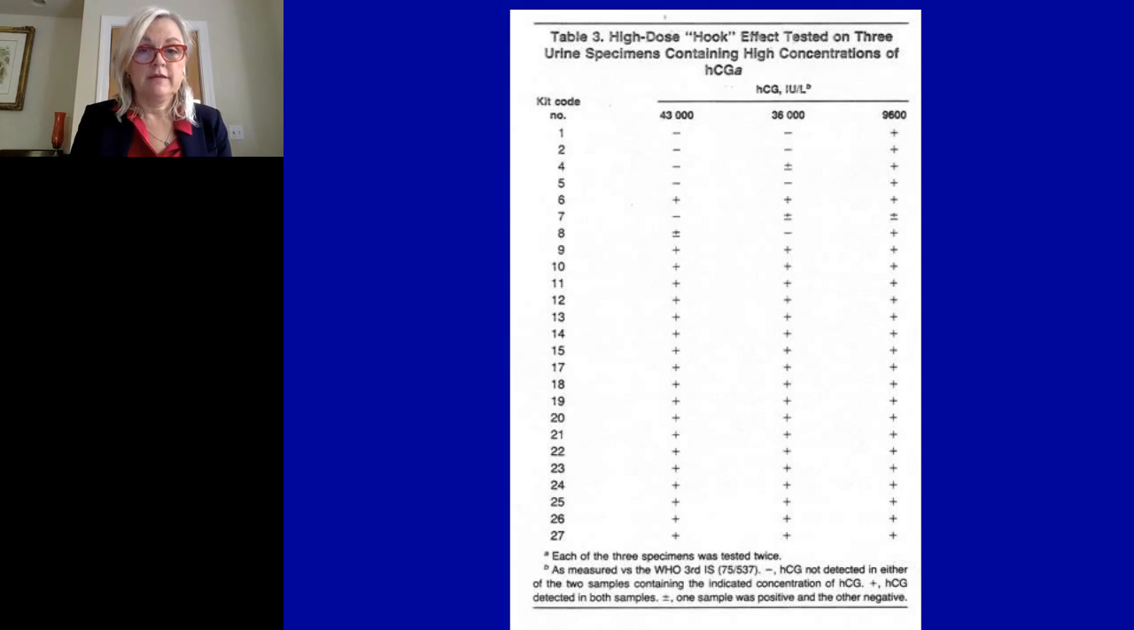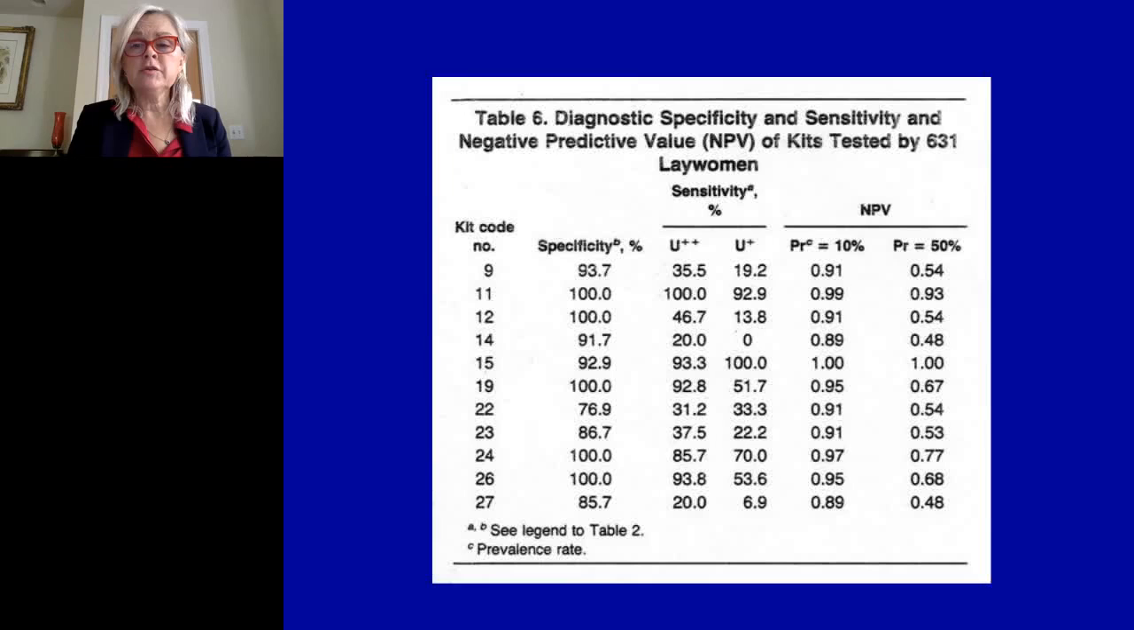And so it actually does not give you the correct response because of the extraordinary excess of the analyte that's being looked for. So you could see that a number of the kits suffered from a high dose hook effect. In other words, giving a negative test despite a large degree of HCG being present. So now let's look at the sensitivity and specificity in these kits tested by the 600 odd laywomen.